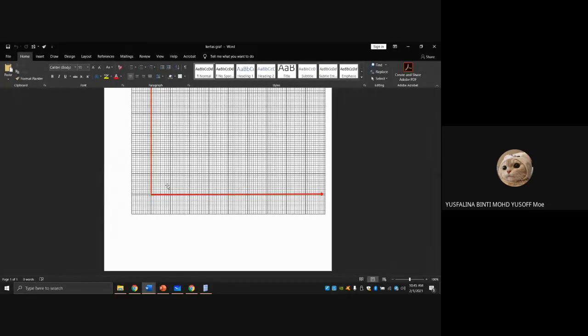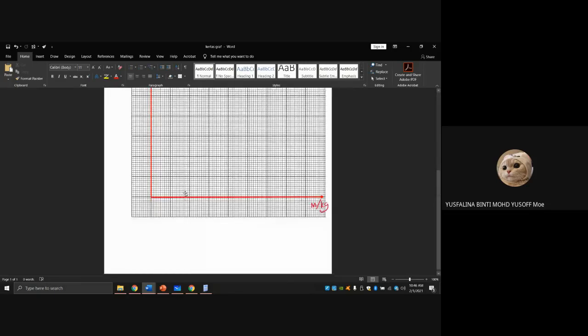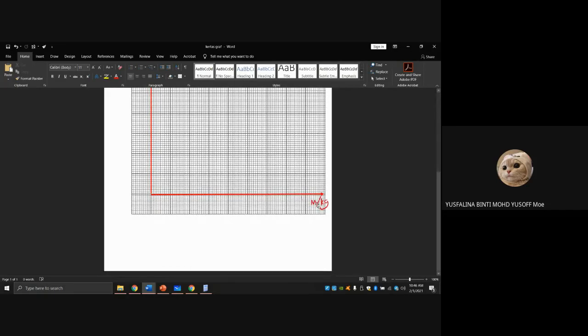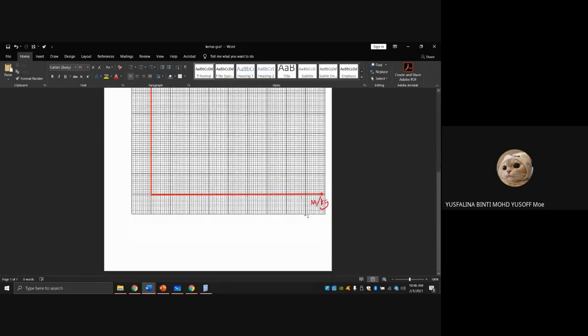For the x-axis, you know already the title is m in kg. And for this one it is theta in degree Celsius. Theta degree Celsius, and this is m over kg. Okay, and then next you have to choose the scale.